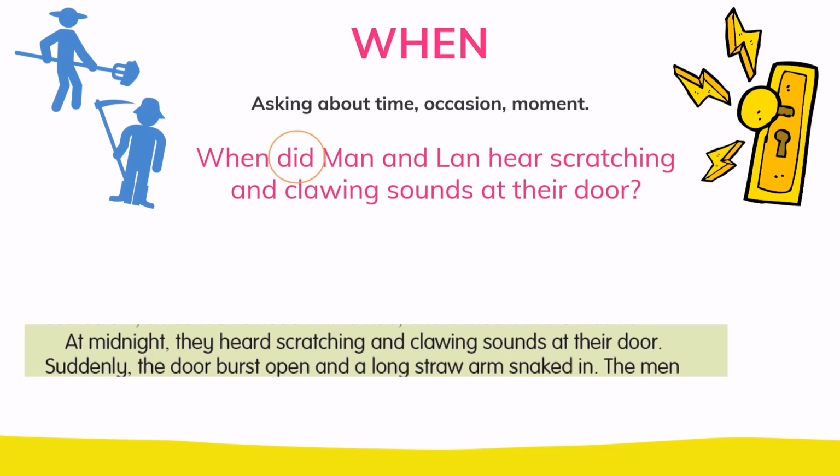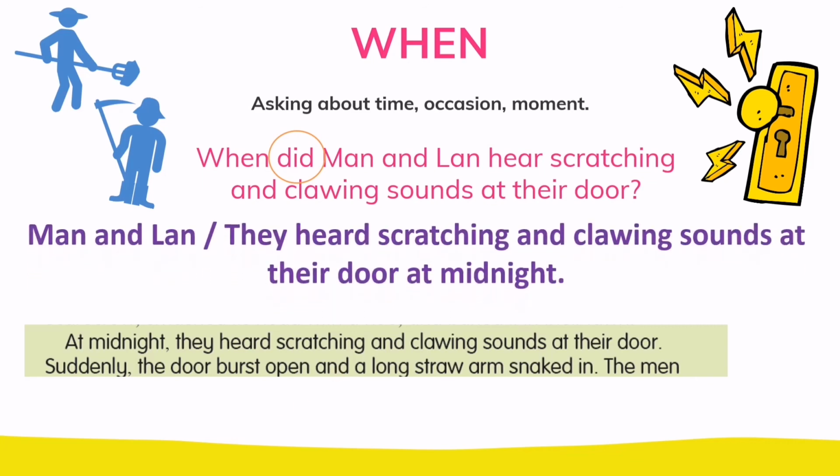Okay, we circle again did. That means dekat verb dia mesti tambah D ataupun ED. Okay, here. H-E-A-R, here. What is the past tense for here? Heard. Very good. H-E-A-R-D. Heard. So the answer goes like this. Man and Lan, ataupun kalau tak mau sebut man and Lan, kita ada pronoun. They, mereka. They heard, scratching salin balik nah. They heard scratching and clawing sounds at the door at midnight.